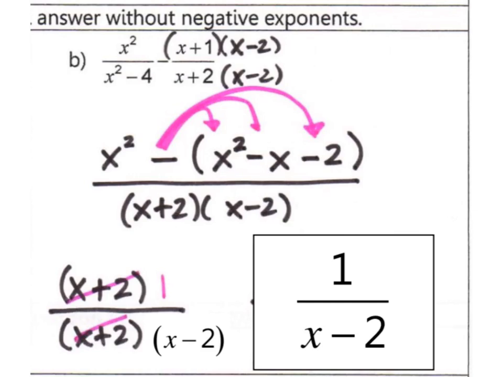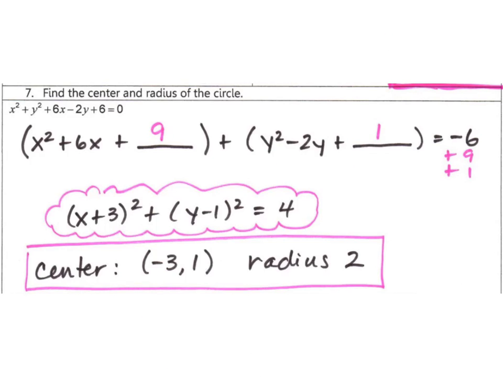So this is correct. For problem number 7, this was a problem where we're given this equation in general form, and it's a circle, and I know it's a circle because in front of the x squared is a 1 and in front of the y squared is a 1. Since those coefficients are equal, I know this is a circle. To write it into the standard form, where we can find the center and the radius, we have to complete the squares.